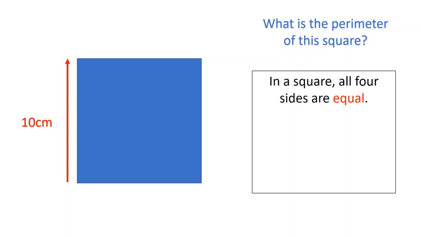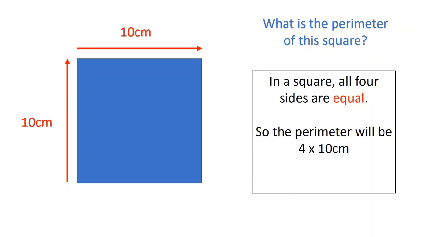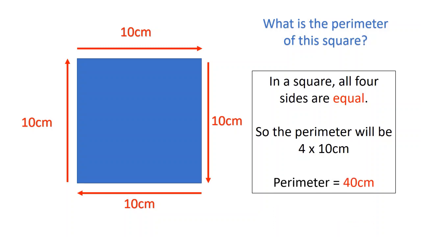So we know that in a square, all four sides are equal. So what that means is that if one side is 10 centimetres, the perimeter will be 4 lots of 10 centimetres. This will be 10, this will be 10, this will be 10. So the perimeter will be 4 lots of 10 centimetres, 4 times 10 centimetres, which is 40 centimetres. So for squares, it's nice and easy. If we know one side, we can definitely work out the length of the whole perimeter.